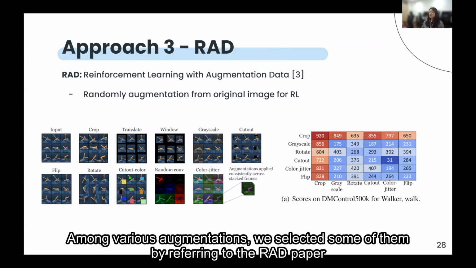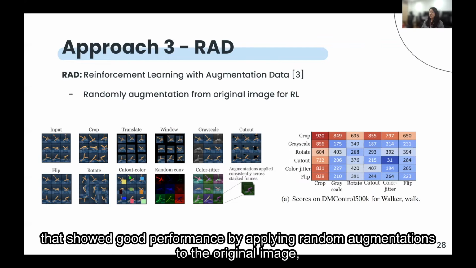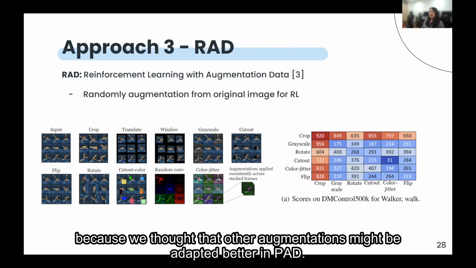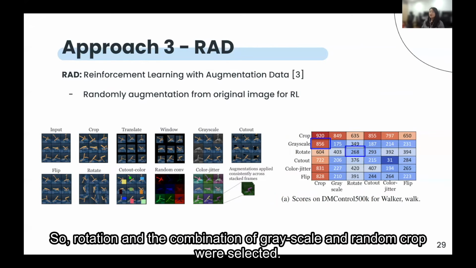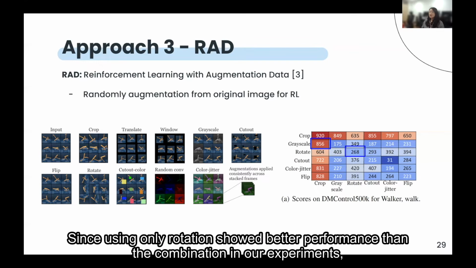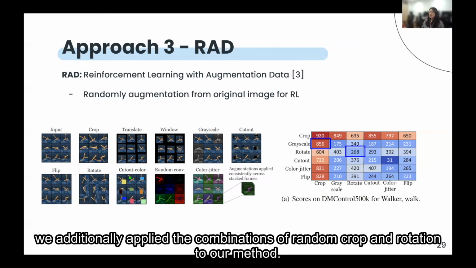Among various augmentations, we selected some of them by referring to the RAD paper that showed good performance by applying random augmentations to the original image, because we thought that other augmentations might be adapted better in PAD. We chose the one with the best performance in each of a single augmentation and the combination of two augmentations, referring to the paper. So rotation and the combination of grayscale and random crop were selected. Since using only rotation showed better performance than the combination in our experiments, we additionally applied the combination of random crop and rotation to our method.